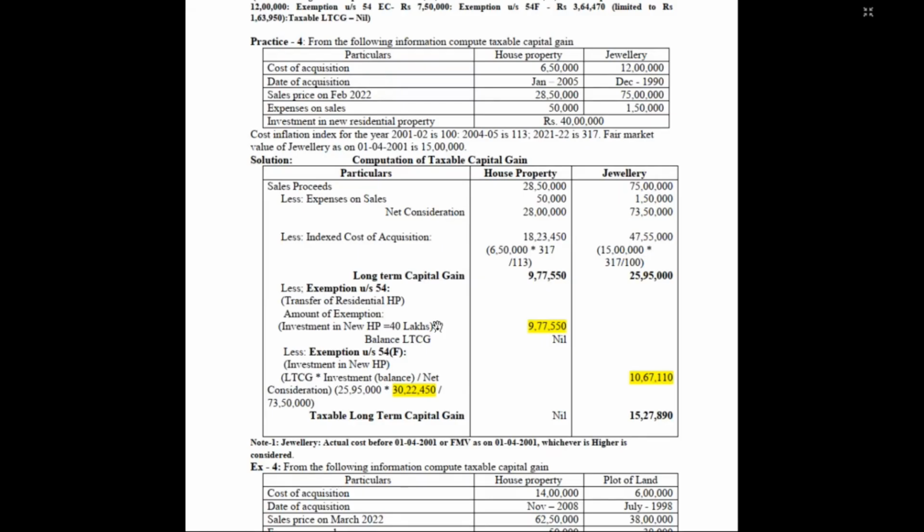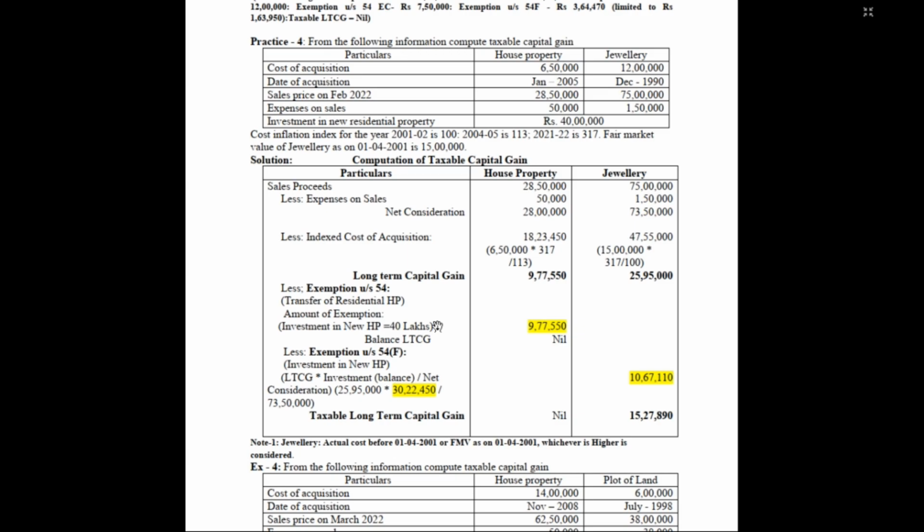In this problem, there are 2 capital assets. One is house property and the other one is jewelry. So cost, date of acquisition, sale price and expenses are given. The amount is invested in a new residential house property. By sale proceeds of house property, the amount is invested in another house property. So we can claim exemption under section 54.